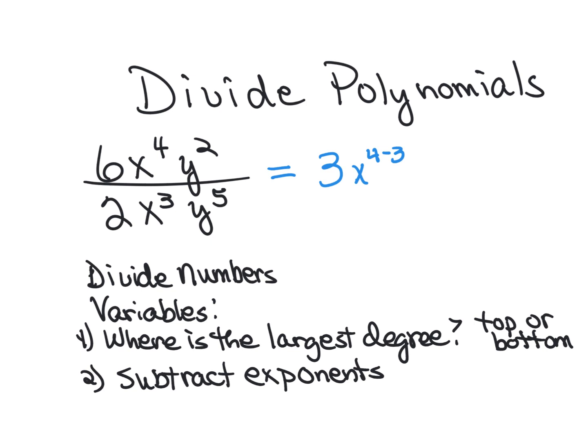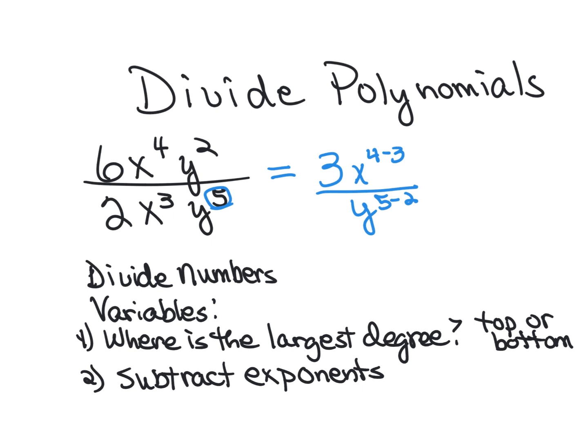Okay? Then I look at my y's. I have a y on top and a y on the bottom. Largest degree of y is on the bottom. Okay, 5 is bigger than 2, so that means that I'm going to have y on the bottom, and I subtract my exponents. You always want to make sure that you are subtracting the largest minus the smallest. Those exponents should never be negatives.